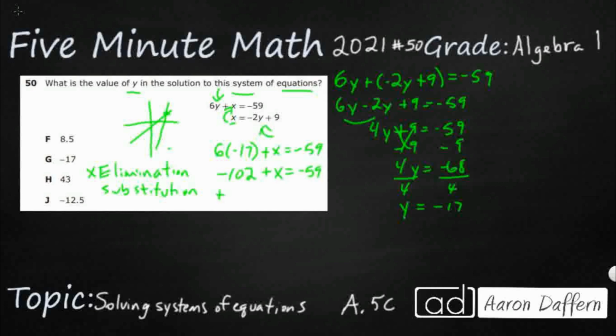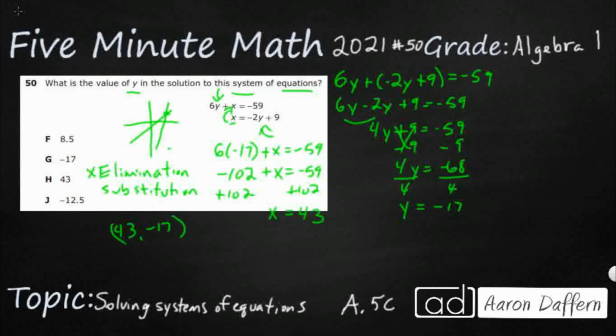I'm just going to add 102 to both sides. That x is already on its own. So 102 minus 59 is another way to think of it. It looks like in this case, x is 43. So my ordered pair would be 43, negative 17. That's the solution.